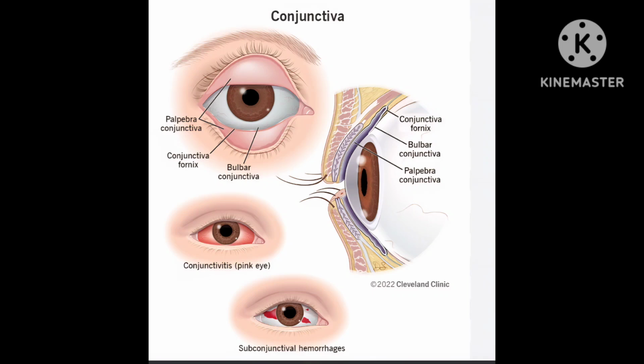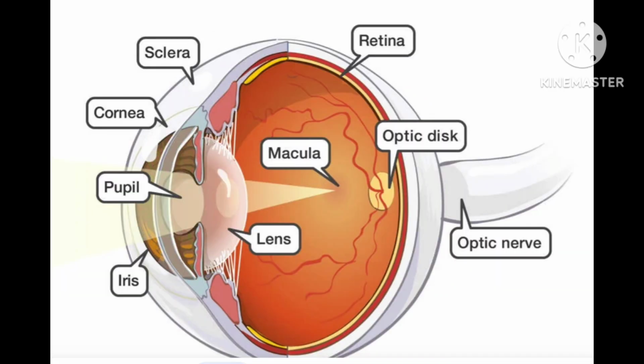So we have two portions of conjunctiva. One is called the bulbar conjunctiva, which covers the eyeball, and the other part, which covers the eyelid, is called the palpebral conjunctiva. So there are two parts of conjunctiva, bulbar and palpebral. Next to the conjunctiva, the outermost layer of the eyeball, which wraps the entire eyeball, is called the sclera, and that is the white portion of the eyeball. So the white portion of the eyeball is called the sclera.